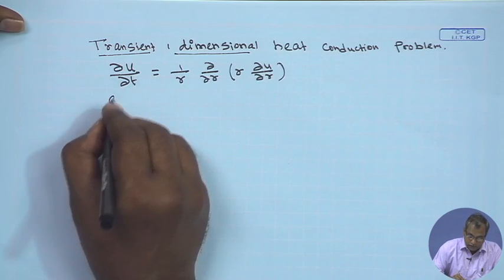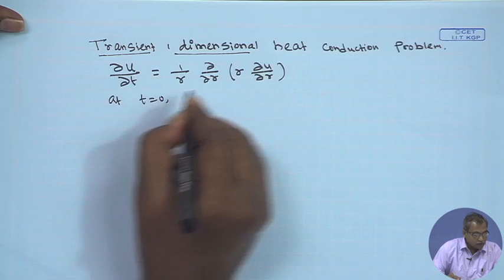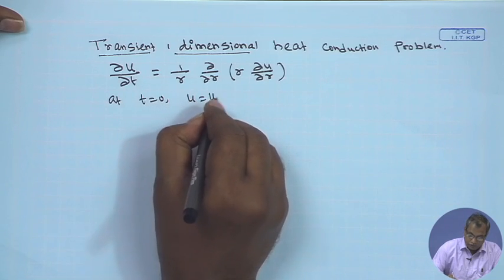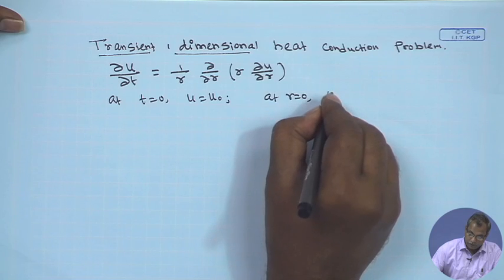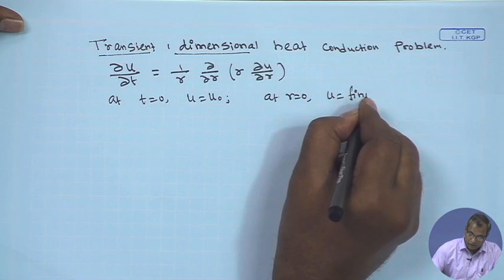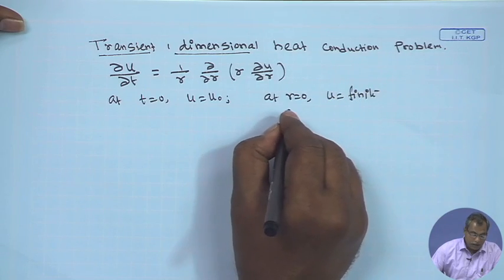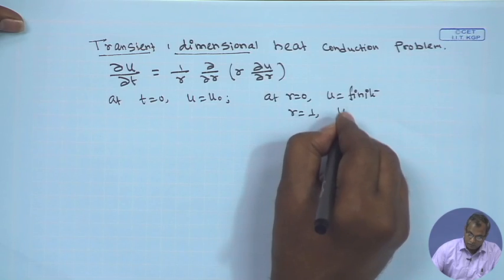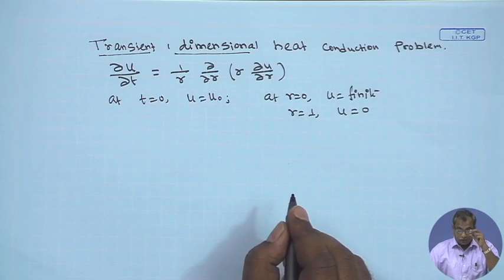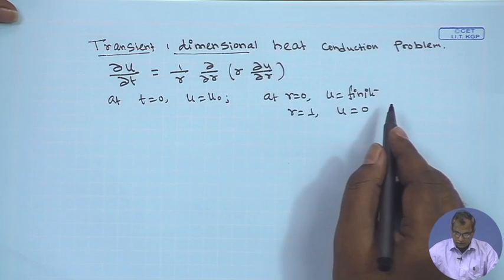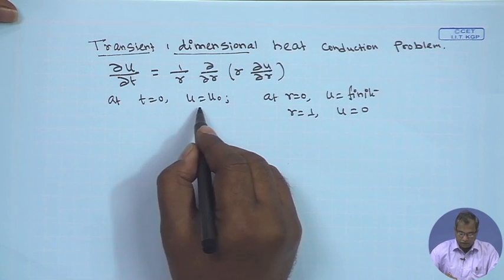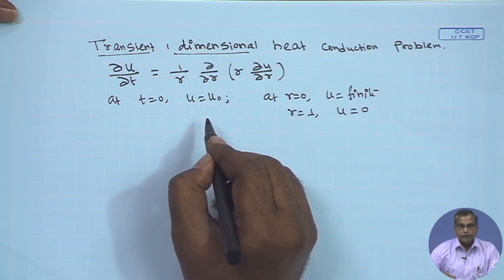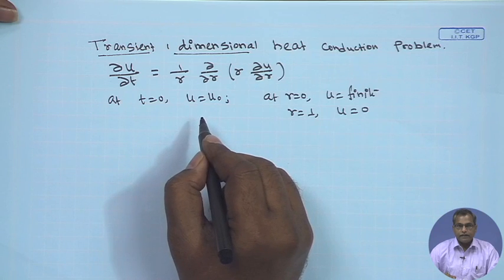Okay. So, at t equal to 0, we have u equal to u₀; at r equal to 0, we have u equal to finite; and at r equal to 1, we have u equal to 0. Now, we need to discuss these boundary conditions. At time t equal to 0, u equal to u₀ means the temperature is maintaining a uniform temperature at time t equal to 0.